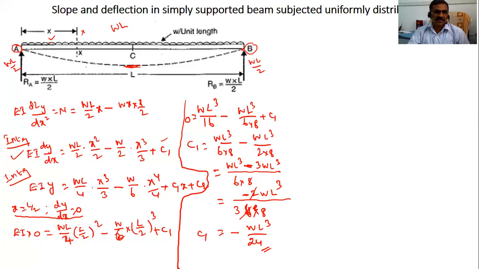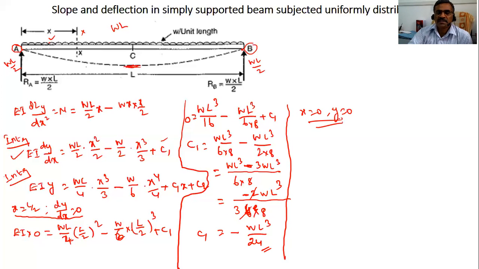Similarly, apply the other boundary condition, that is when x is equal to 0, y is equal to 0. If we substitute in this equation, y is 0, and here x is 0, so 0 minus 0, and C1 also has x, that is also 0. So C2 is equal to 0.